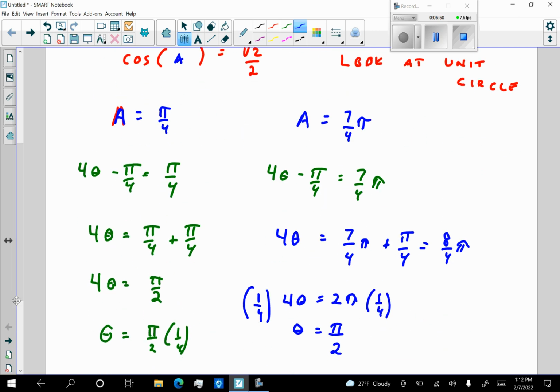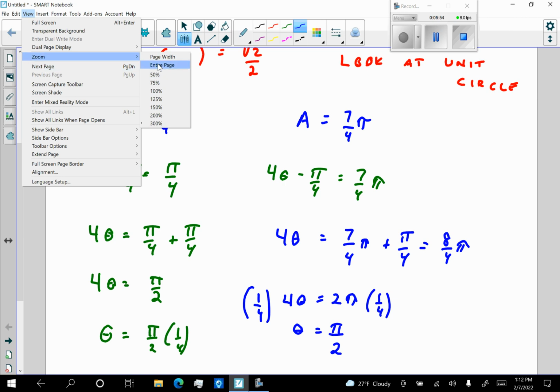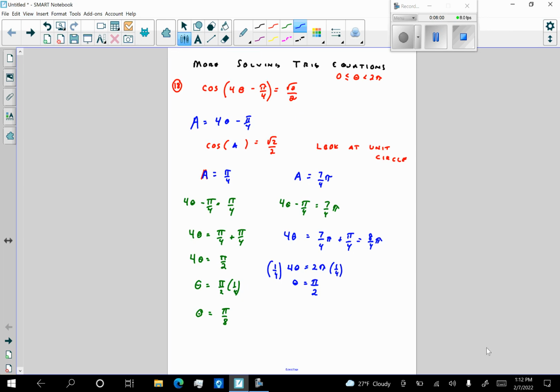Okay, let's zoom out and look at the entire page. And there's the entire page.